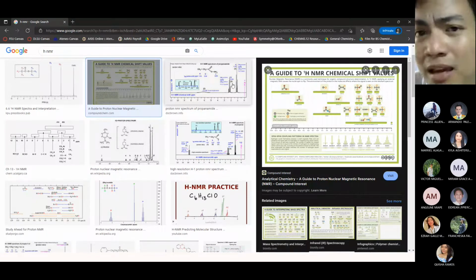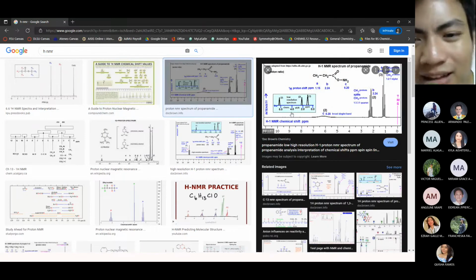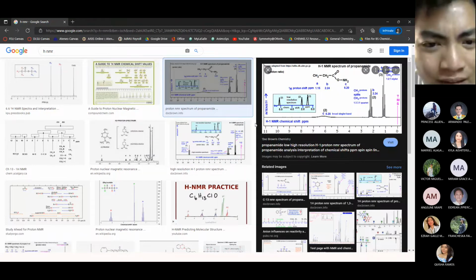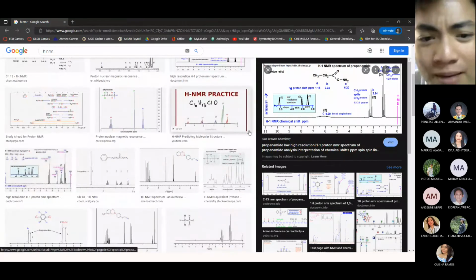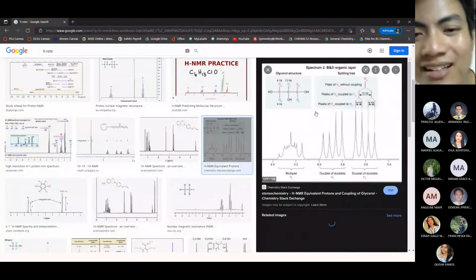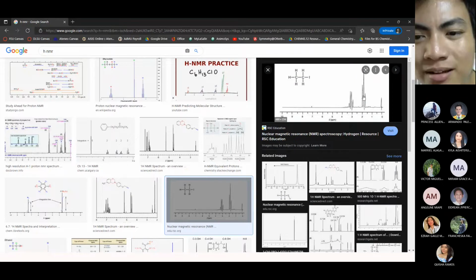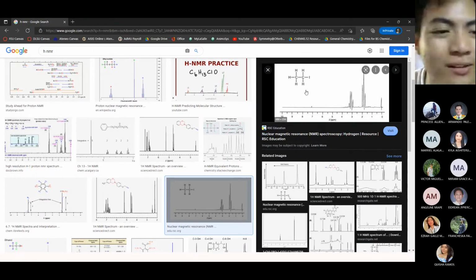When I say makikita mo, ganito yon, naka-graph siya. And those graphs can be interpreted na. As chemists, kailangan namin kabisaduhin yan. For each type of chemical peak there, may corresponding position siya sa molecule.